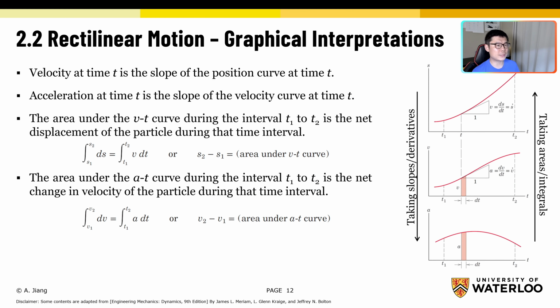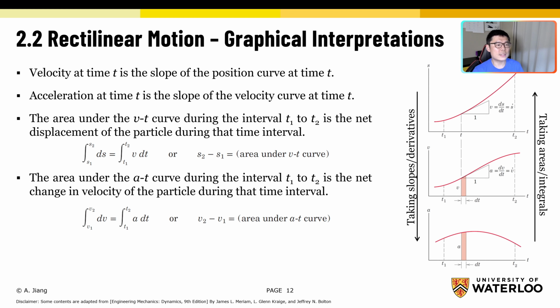Given the two simple examples we looked at, let's consider the general definition here. Velocity at time t is the slope of the position curve at time t, and acceleration at time t is the slope of the velocity curve at time t. The area under the v-t curve during the time interval from t1 to t2 is the net displacement of the particle during that time interval, and the area under the a-t curve during that interval is the net change in velocity of the particle during that time interval.